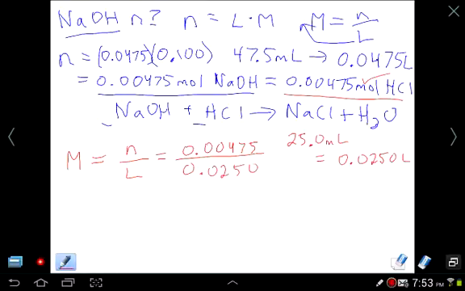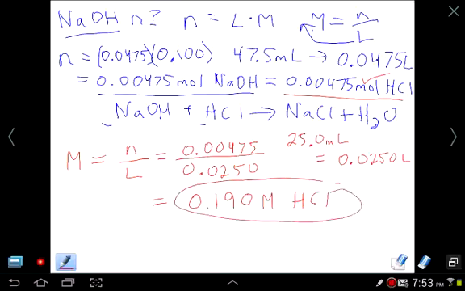We divide those two numbers, 0.00475 divided by 0.025, and we get 0.19 for the answer. Using significant figures, it looks like 3 significant figures, so we'll put a 0 at the end here. So this is our molarity of our hydrochloric acid.